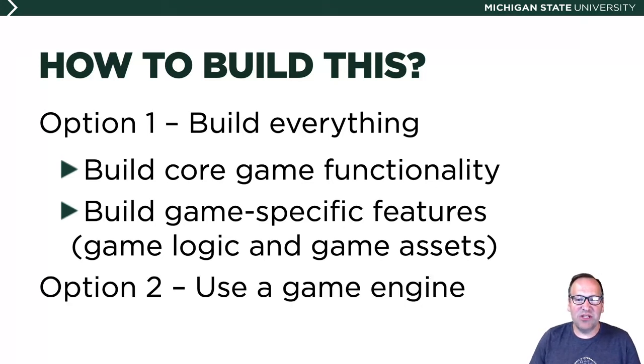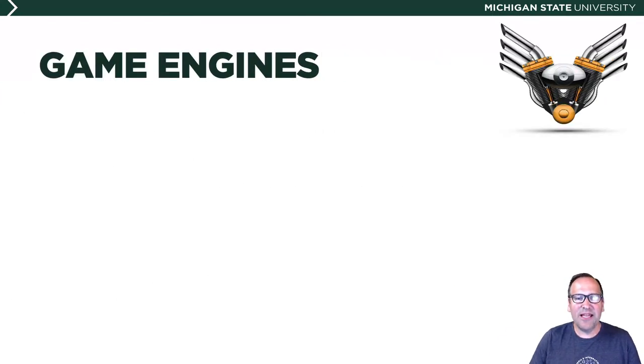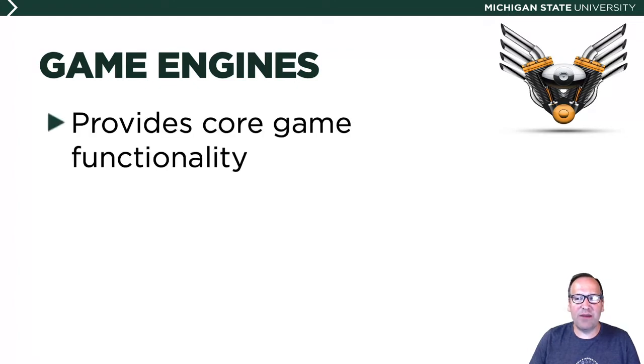The second option is to use a game engine. So let's talk a little bit about what a game engine is. Game engines really provide that core game functionality that we talked about. So the graphics rendering, the support for different graphics file formats, the playback of audio, reading player input, physics simulations, etc., etc. All those things that you use in most games would typically be built into a game engine.